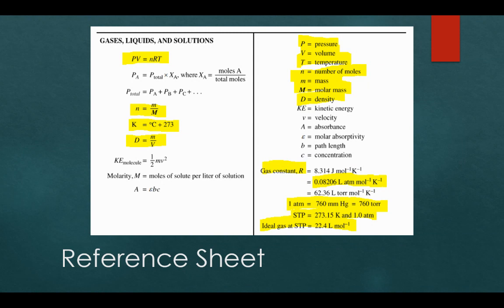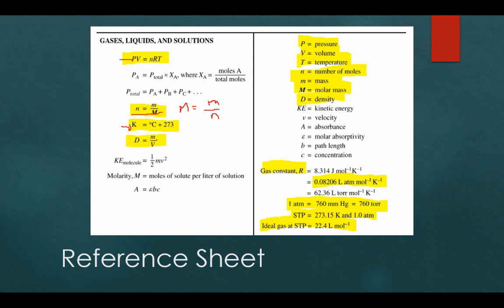This is a reference sheet from AP, the AP reference sheet. And notice we have our ideal gas law, PV equals nRT. This equation right here is our moles equals the grams, the mass, divided by our molar mass. Another way of thinking about this is that our molar mass is in units grams per mole. So it's equal to mass per moles, grams per mole. And then we have this equation that helps us convert from degrees Celsius into Kelvin. So notice if it was 0 degrees Celsius, it would be 273 Kelvin. And our temperature always has to be in units of Kelvin. So make sure to use that equation.